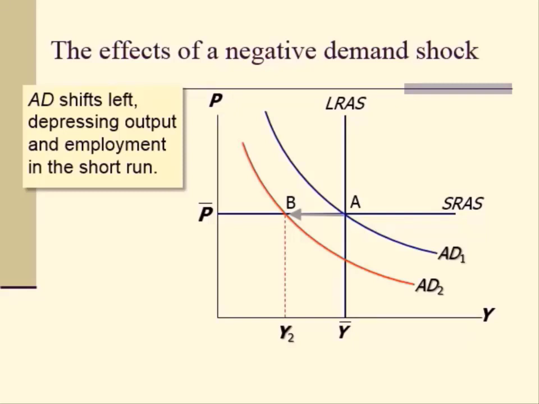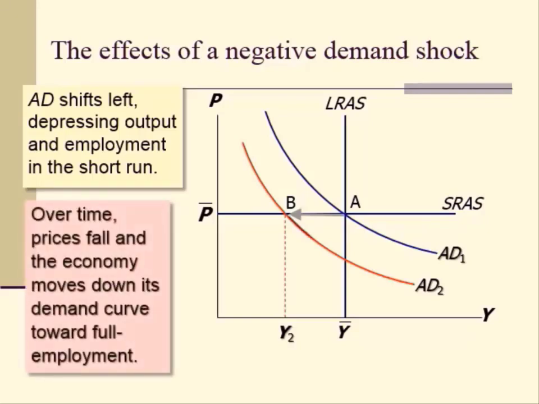So output falls from Y bar to Y2, and the unemployment rate rises, by Okun's law, higher than the natural level of employment. Then over time, prices fall, and the economy moves down its demand curve toward full employment, from B to C. So note the economy's self-correction mechanism. When in a recession, the economy, left to its own devices, fixes itself. That is, the gradual adjustment of prices helps the economy recover from the shock and return to full employment, that is, Y2 to Y bar again.